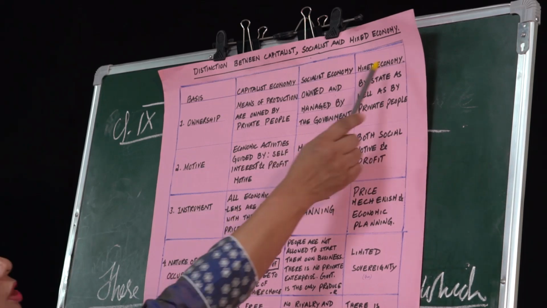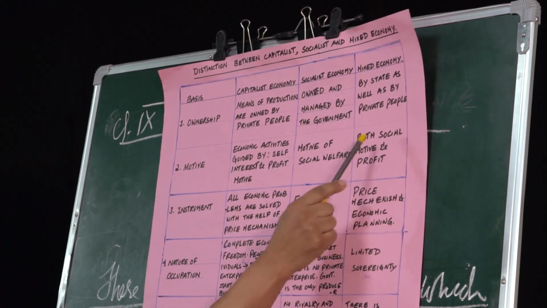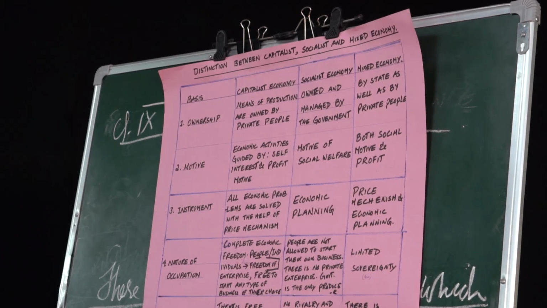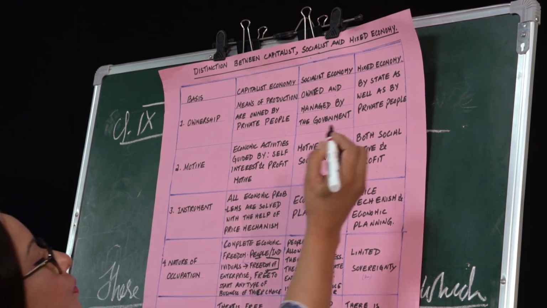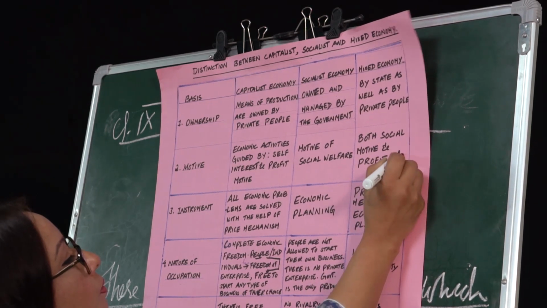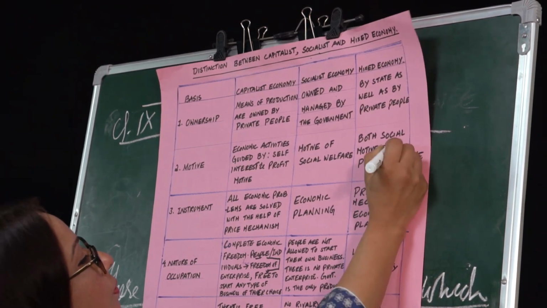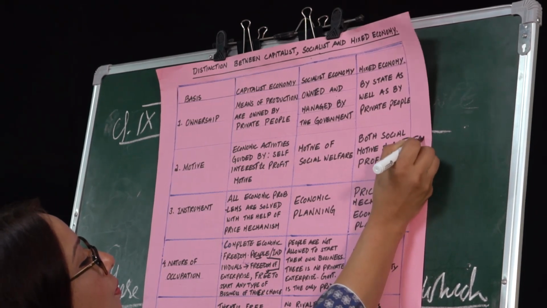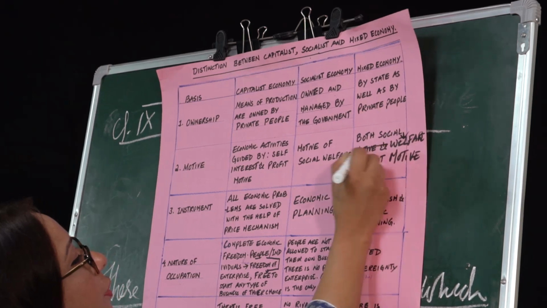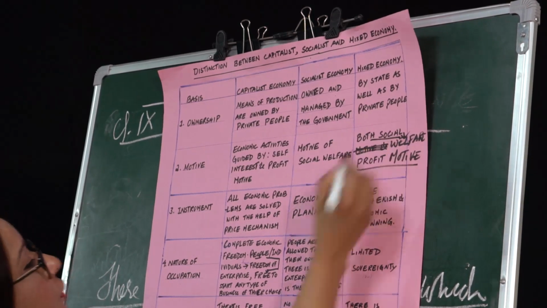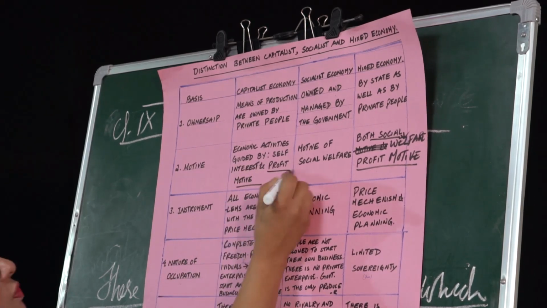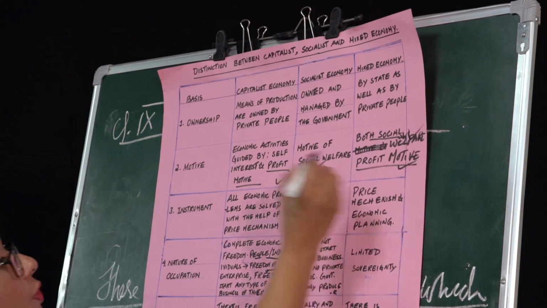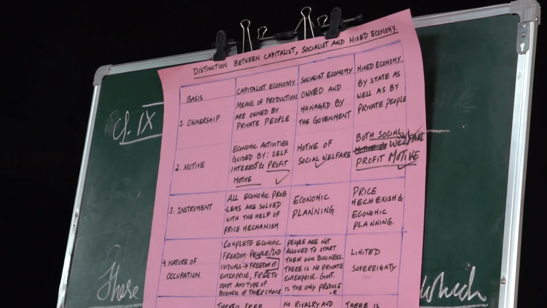So here, in a mixed economy, we have a combination of both: social welfare and profit motive. Both features you can see. Profit motive comes from here, and social welfare comes from a combination of both. That's why we say a mixed economy is a middle path that takes the good features of both and avoids the bad ones.